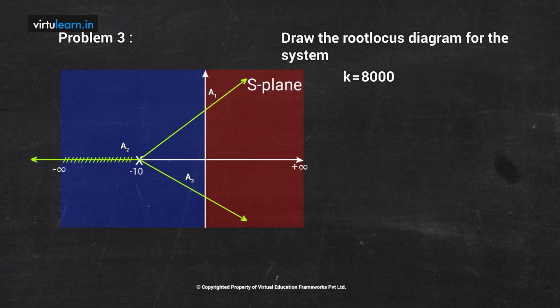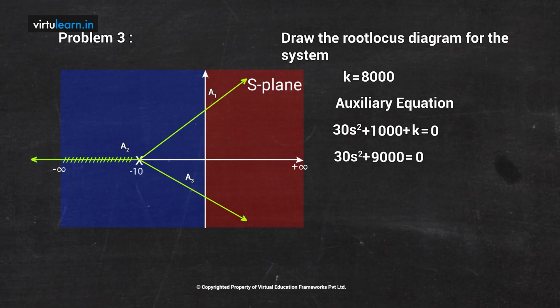At this K value of 8000, you will have one row completely 0 elements, and we should take the row just above to form the auxiliary equation. The auxiliary equation is going to be 30s square plus 1000 plus K. Therefore 1000 plus 8000 is going to be 9000. If you solve this auxiliary equation, you will get the imaginary crossover point, s is equal to plus or minus j 17.32. So locate plus j 17.32 and minus j 17.32.